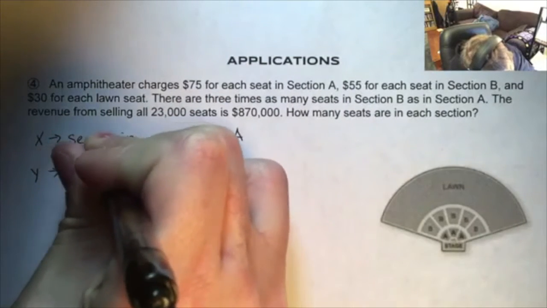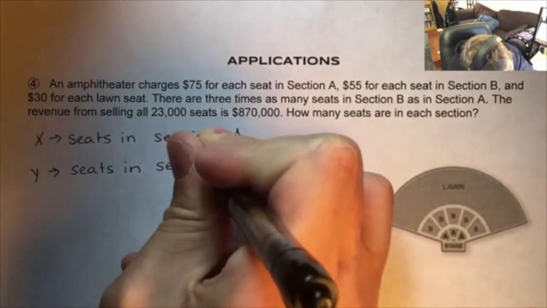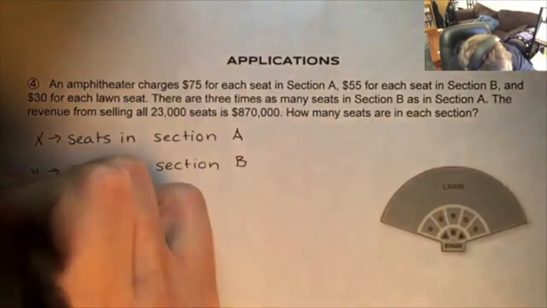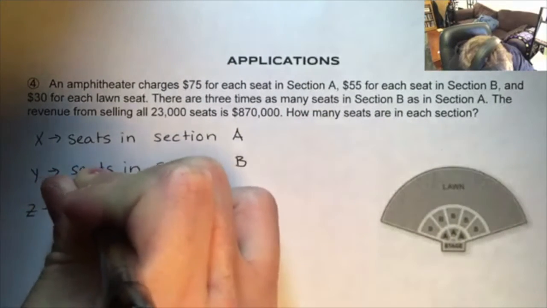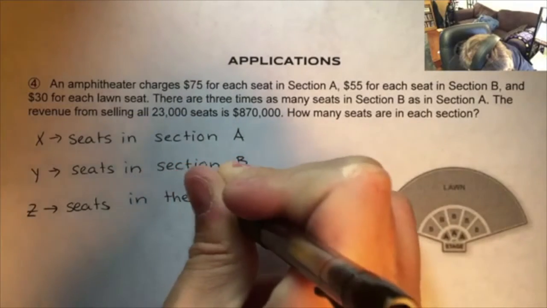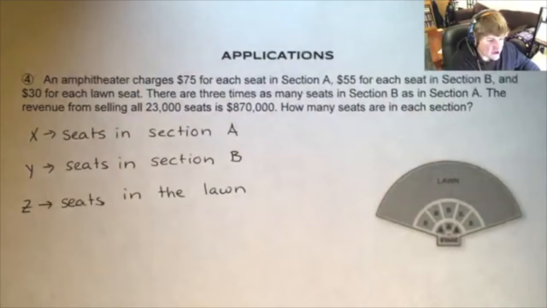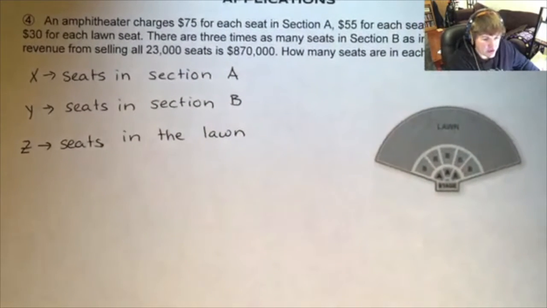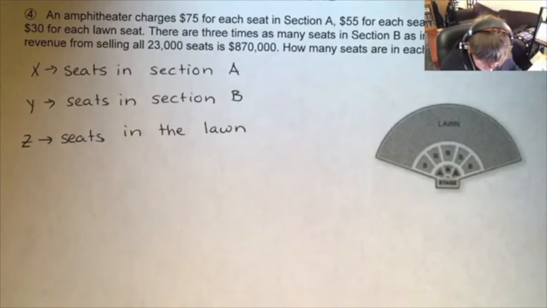Seats in section B, and then we'll let z be seats in the lawn. Okay. So again, as with all the word problems we've dealt with, you really just want to set up your variables. Your variables are going to help you write equations. Not only that, they're going to help you identify what your solution means in the end.